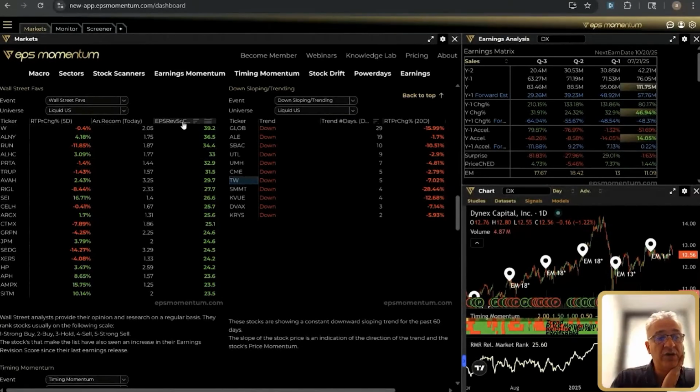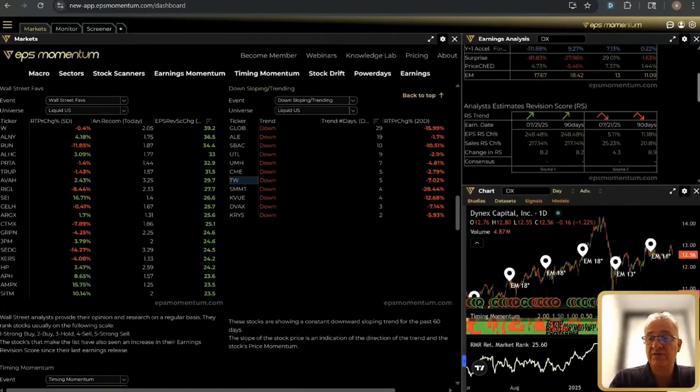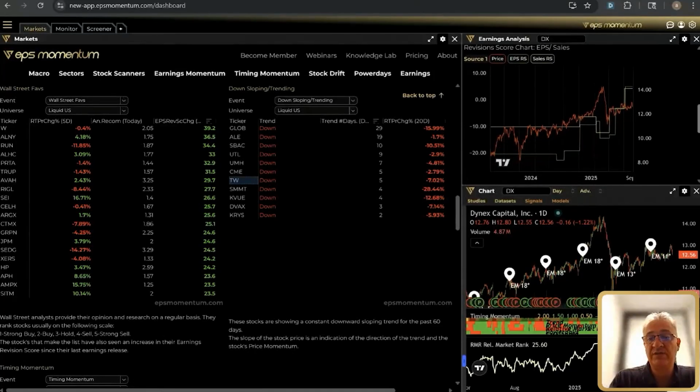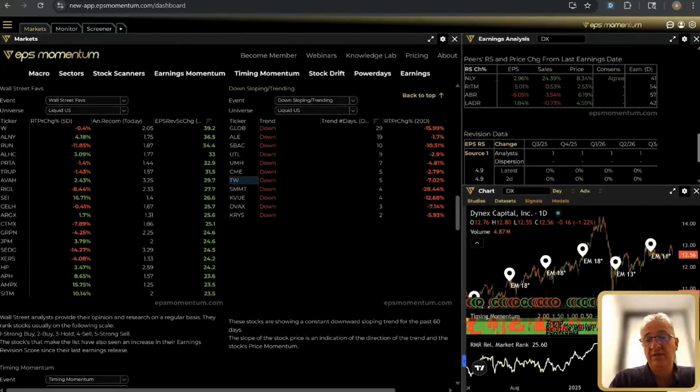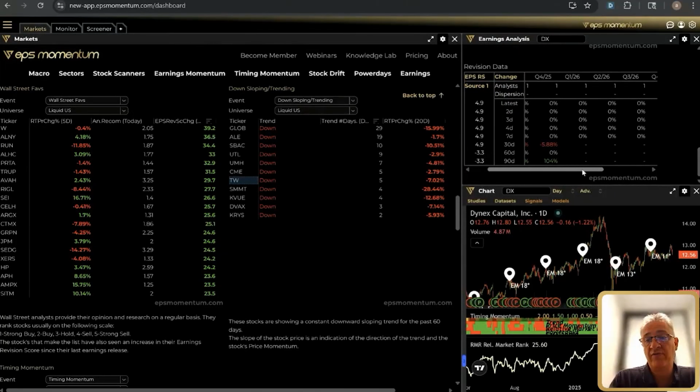And on top of that, we have the revision score. So I will spend 2 seconds on explaining what the revision score is. So the revision score is basically for every stock you have these earning estimates and sales estimates that they produce for every quarter going forward.